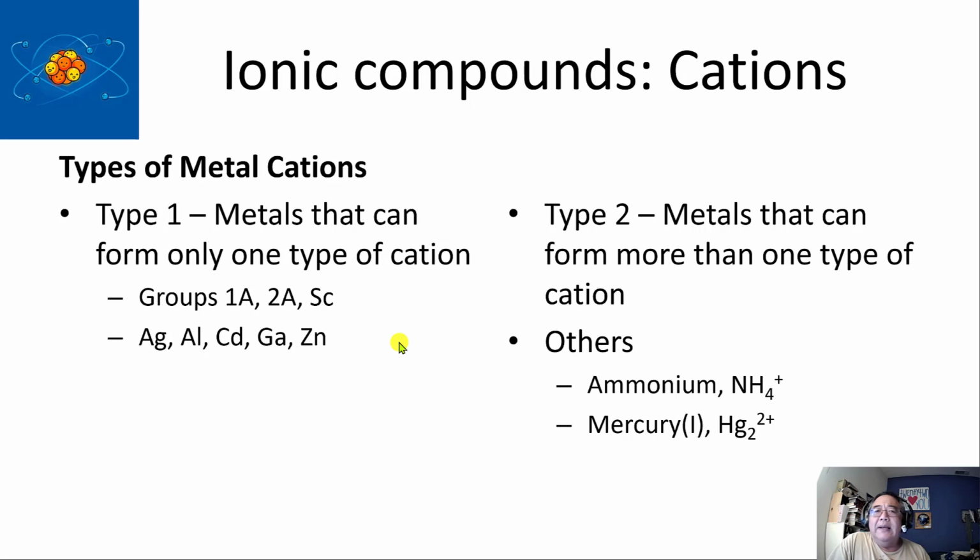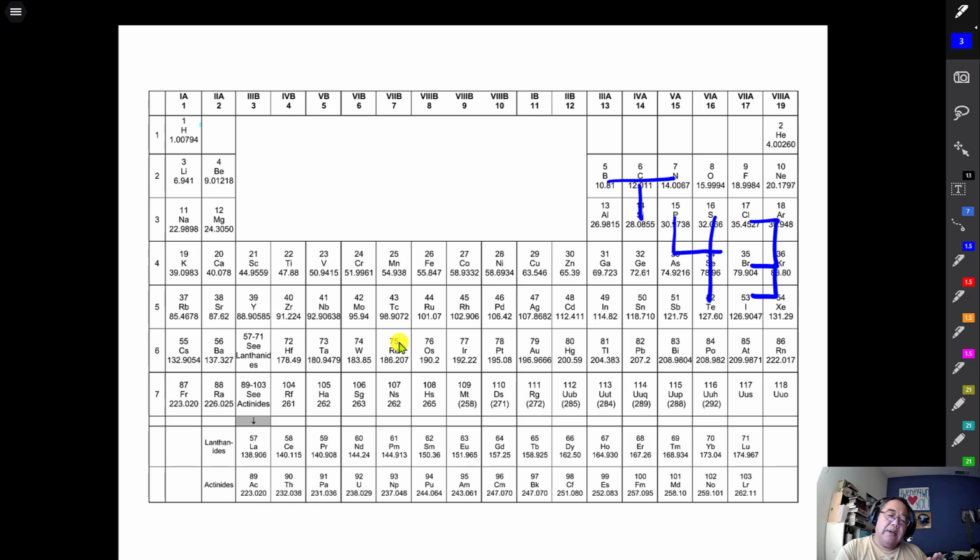Type 1 metal ions are ones whose charge can be predicted solely based on where they are in the periodic table. There's not a lot of them. It's group 1A, group 2A, and then scandium, and then silver, aluminum, cadmium, and zinc, and some people will include gallium in there. So let me show you where that is on the periodic table. Okay, so here's the periodic table. And so what I said was group 1 and group 2.